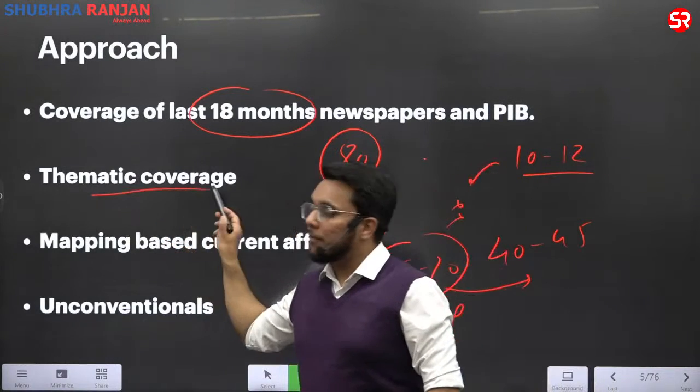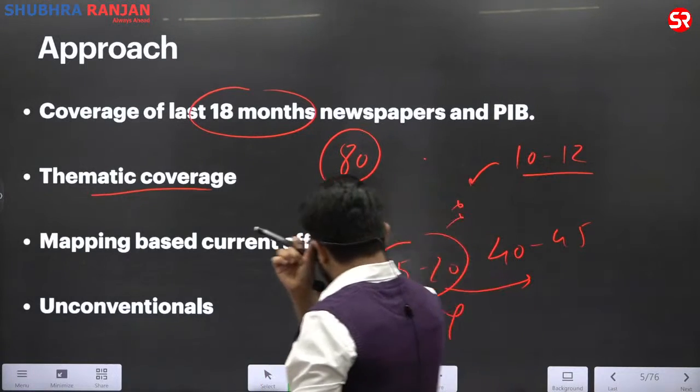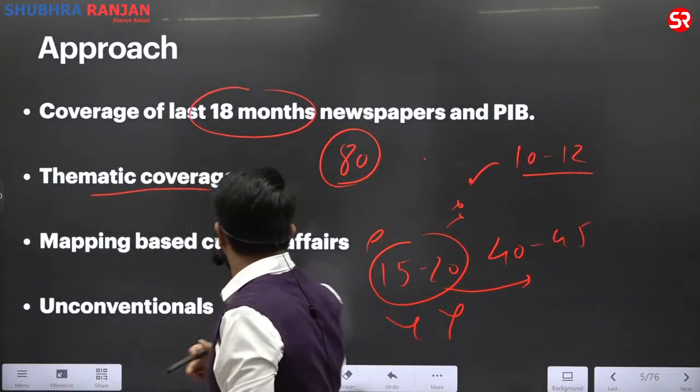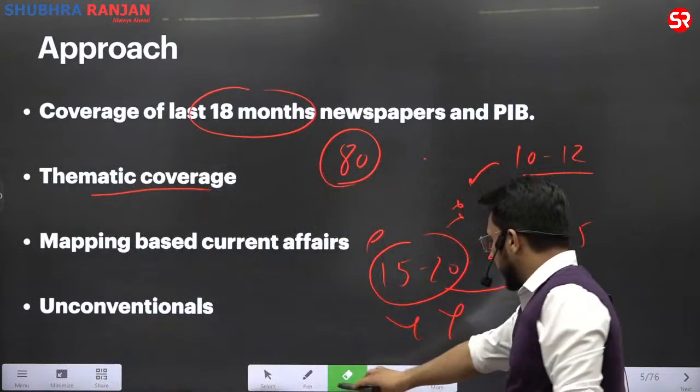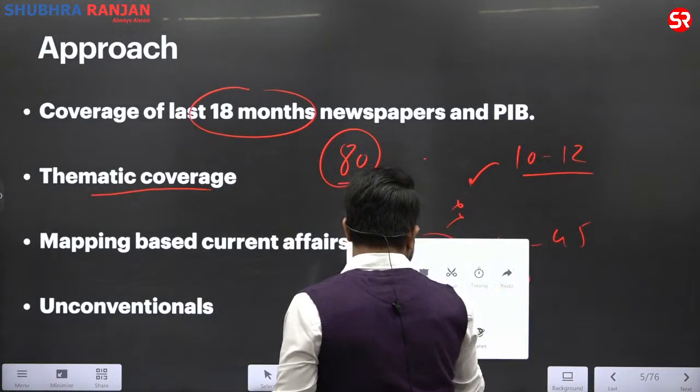Second, the focus will be on thematic coverage. Now, what is thematic coverage? So, previous year as we have covered the QEP, so what we are going to do? So, that will be defining certain areas.